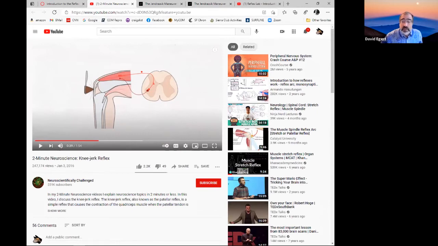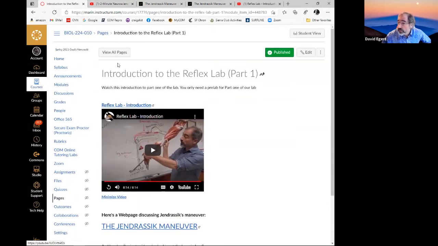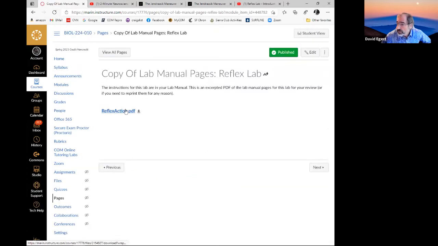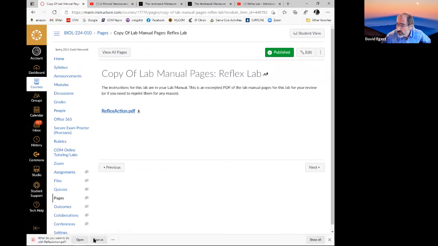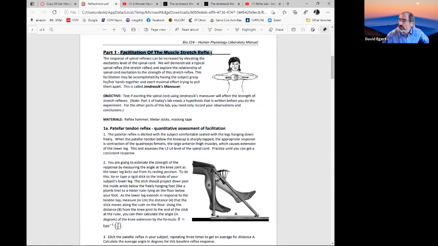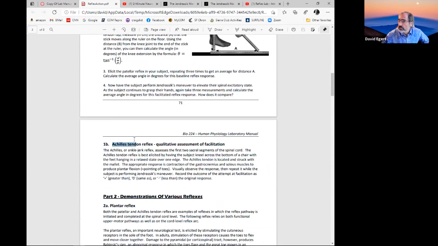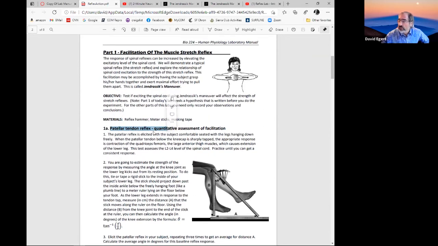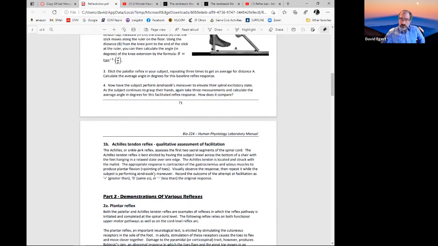I'm going to put you into little breakout rooms. It's going to be simple, but I want you to clearly state what the objective is and what your hypotheses are for this part one of the lab. If we go into the Reflex Action PDF, part one is facilitation of the muscle stretch reflex. There's 1A and 1B. 1B is the Achilles tendon, where you hit right above the heel. 1A is the patellar tendon reflex, where you're hitting below the kneecap. You can have one basic objective and hypothesis, because those are just two examples of the same thing, looking at facilitation of a stretch reflex.